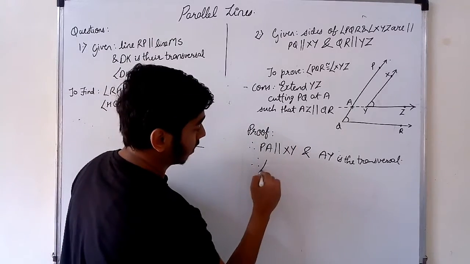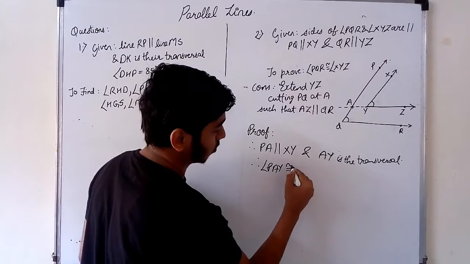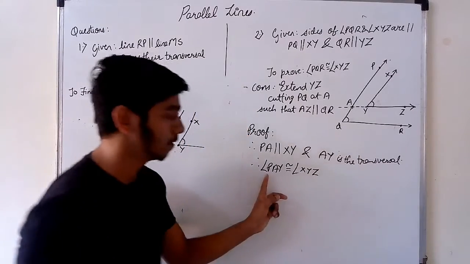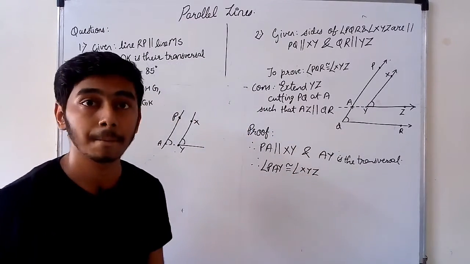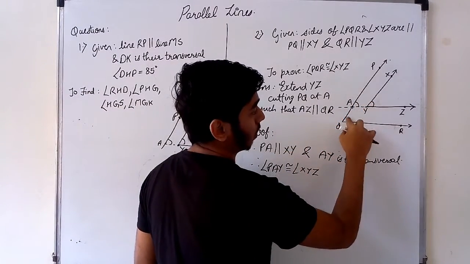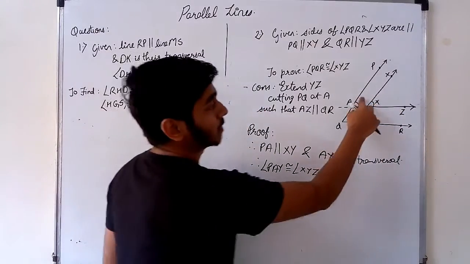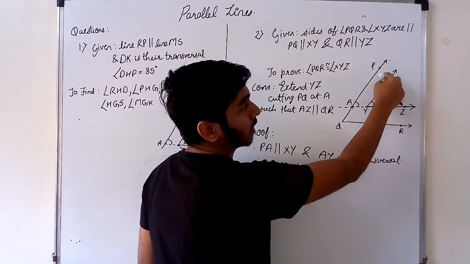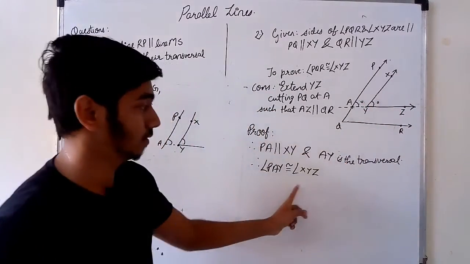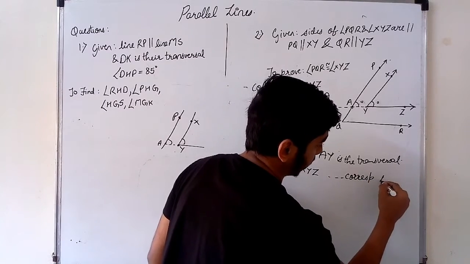Therefore, we can say angle PAY is congruent to angle XYZ. Correct? PAY is congruent to XYZ. Yes or no? Why? Because corresponding angles are congruent. So these two angles are congruent, or I'll represent it as 0 because you might get confused with this X. So these two angles are congruent. We'll say corresponding angles theorem.